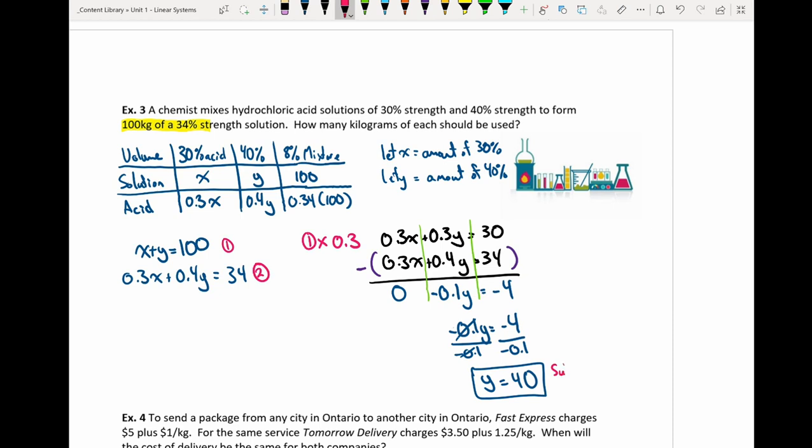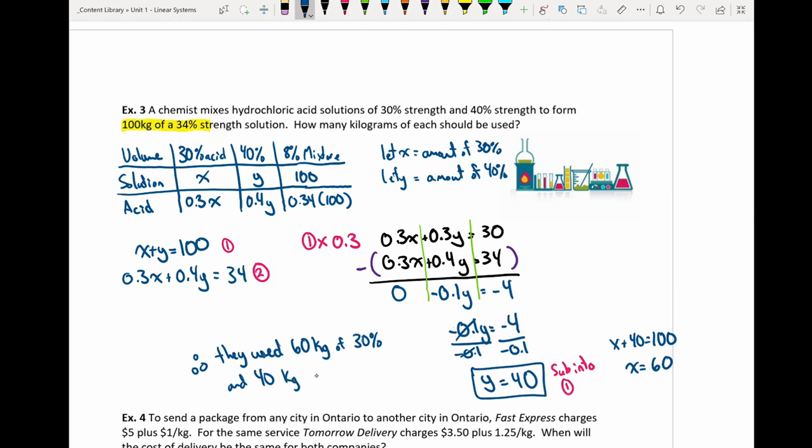Then finally, I'm going to sub this back into equation 1 because it is the simplest one. So I know that x plus 40 has to equal 100. So x equals 60. And therefore, they used 60 kilograms of the 30% solution, and 40 kilograms of the 40% solution. And that is how you solve a percentage question.